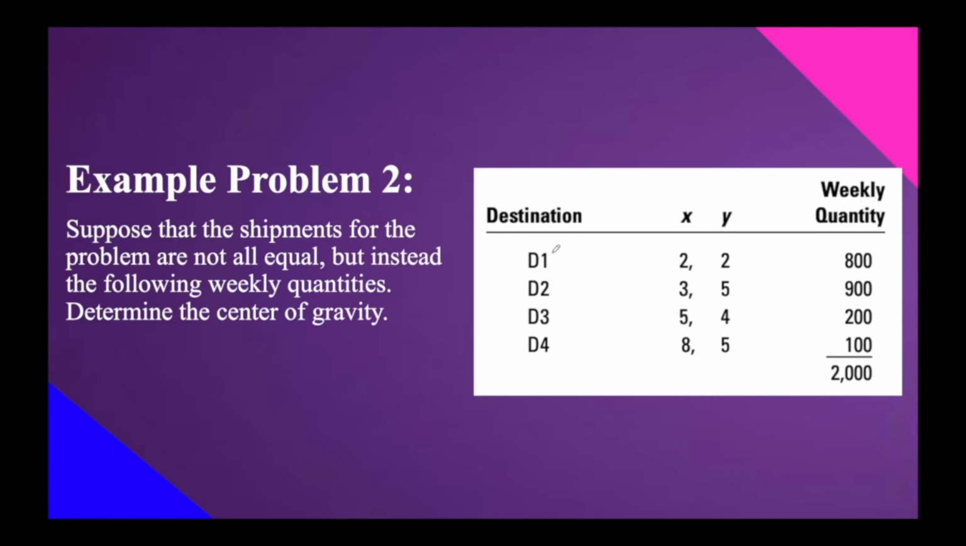Okay, yung shipments. So, weekly quantity destination 1 is 800. Weekly quantity destination 2 is 900. Weekly quantity destination 3 is 200. And weekly quantity destination 4 is 100, for the total of 2,000. Now, for the solution, guys, what we're going to do is we're going to have our weighted average formula.